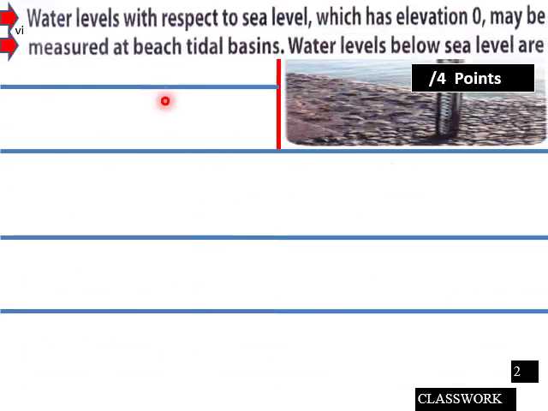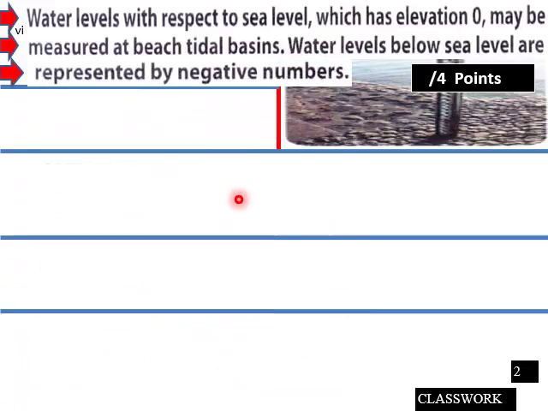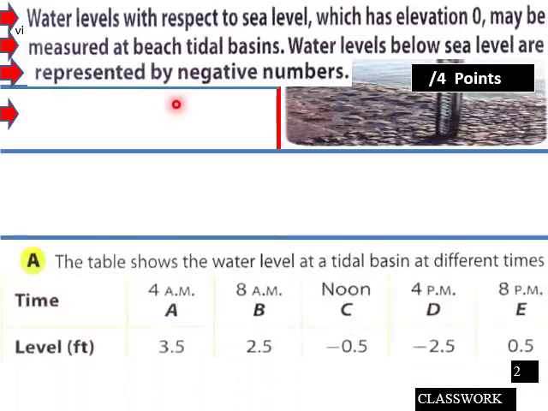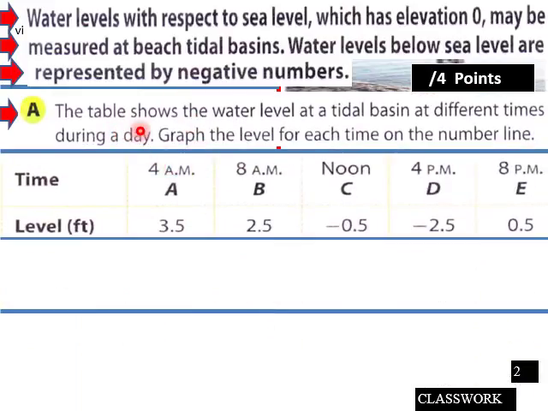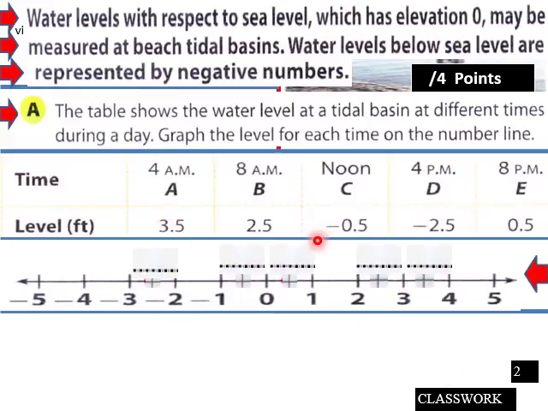Okay, into a word problem here. Water levels with respect to sea level, which has an elevation 0, may be measured at beach tidal basins. Water levels below sea level are represented by negative numbers. So the table here shows water level at a tidal basin at different times during the day. Graph the level for each time on a number line. So here are our times A, B, C, D, E, and then here is the water level here. So how would you graph that here? Well, let's see how you would graph it.